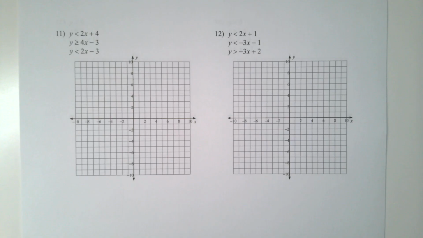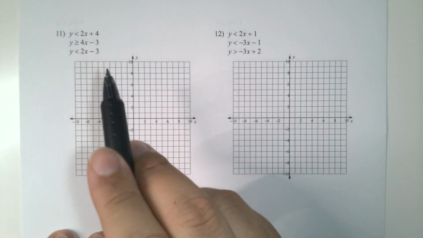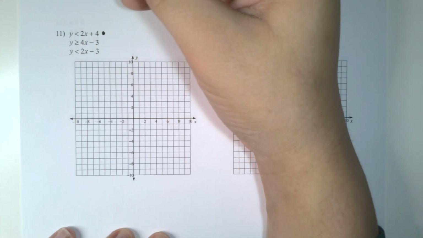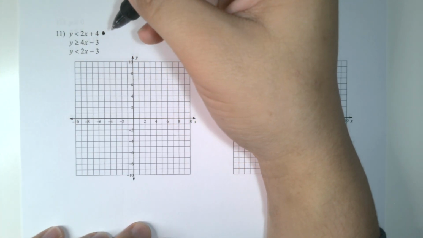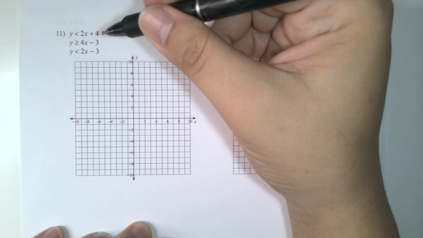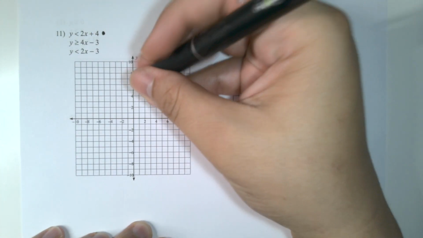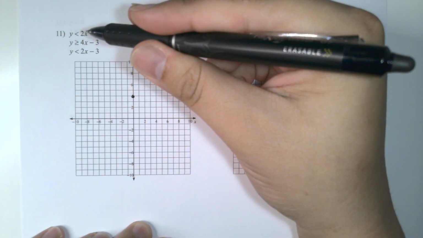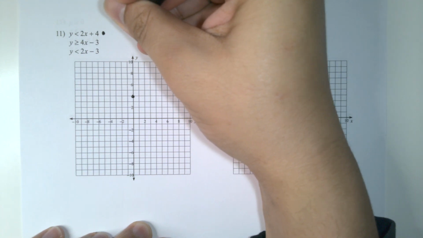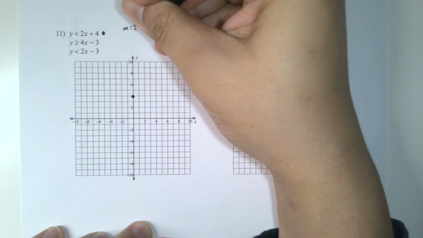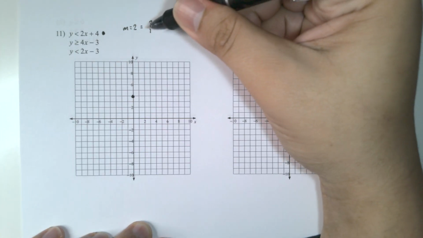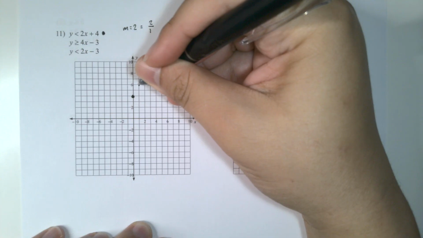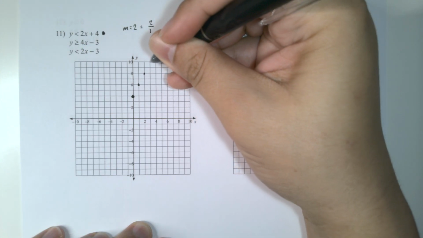If we look at number 11, now we do have to deal with these being in slope-intercept form, but that's okay. The first one we have, I'm going to do the same scheme as last time. I'll do black first, and our y-intercept is 4, so I'm going to put a dot right there at y equals 4, and then we have a slope of 2. So if m is equal to 2, then our rise is 2 and our run is 1. So from this point, I'll go over 1, up 2, over 1, up 2, over 1, up 2.